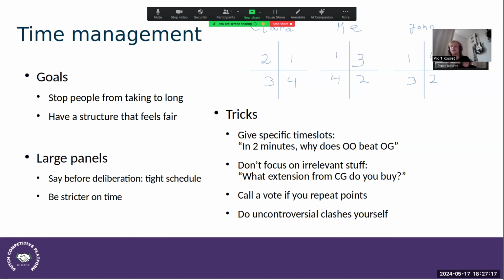That means that instead of having maybe 1.5, 2 minutes where you give one person the opportunity to do this, you just do it now in 30 seconds or 15 seconds, which is quicker and buys you time to discuss other stuff. So do those uncontroversial clashes yourself, or things that are already fixed. That already just makes it easier for yourself.